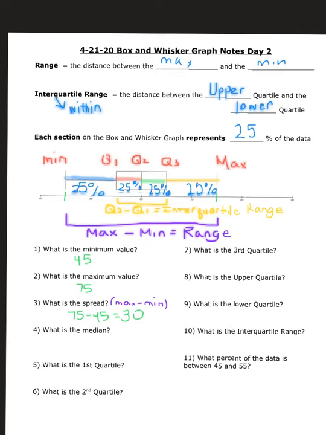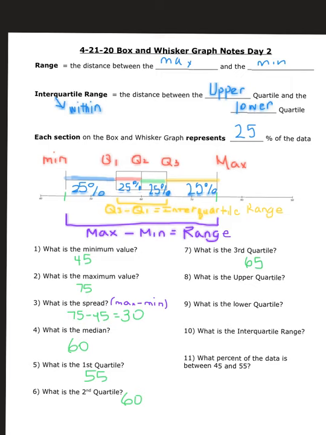Number 4, what is the median? Median is the middle. So if we look at the middle, that would be our Q2, which would be 60. Number 5, what is the first quartile? That would be in between 50 and 60, so that would be 55. Number 6, what is the second quartile? Second quartile is 60. Yes, that's repeating question number 4, but it's asking it with different vocabulary. Number 7, what is the third quartile? Third quartile is between 60 and 70, so that would be 65.